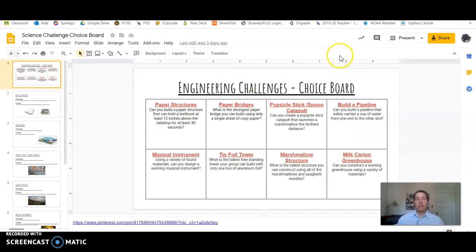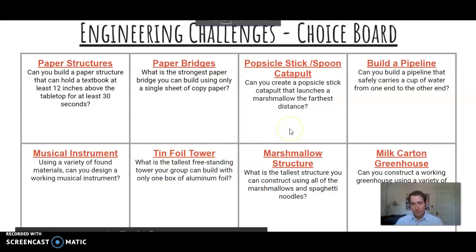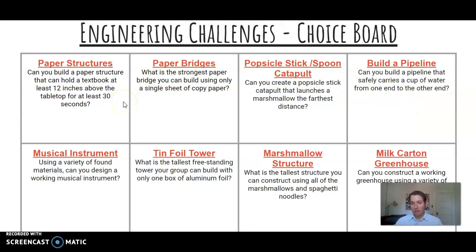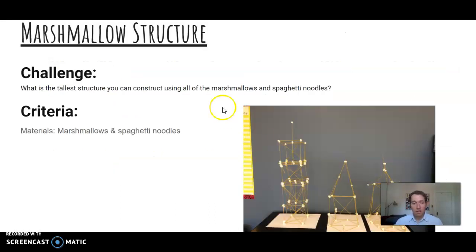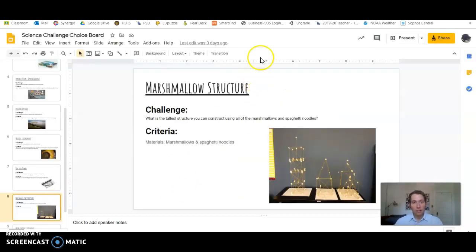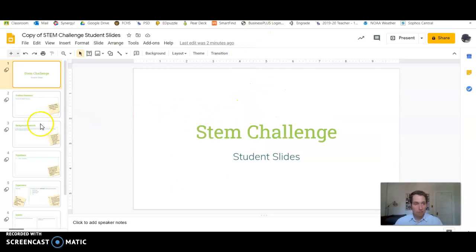You were to choose one of these 8 challenges to try and solve, and you were to solve it using the scientific method. Okay, an example, the marshmallow structure using spaghetti noodles and marshmallows, right? If I were to take this as my challenge, I would take this, what is the tallest structure you can construct using marshmallows and spaghetti noodles, as my first slide on my student slides, which look like this.